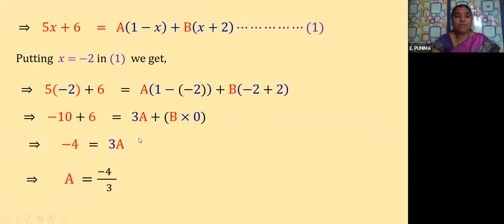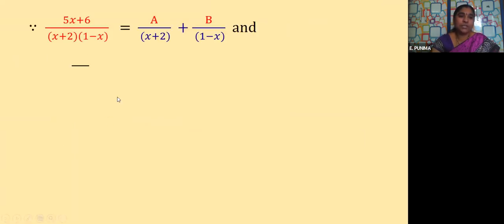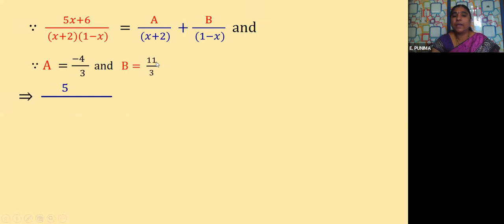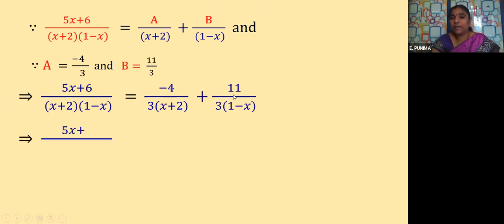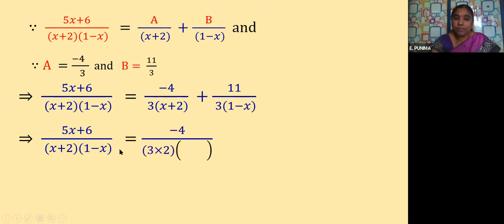Now let us substitute in our partial fractions equation. What is that? This is our partial fractions. Yes or not? And what are the values of a? Minus 4 by 3 and b is equal to 11 by 3. So I'm replacing the values here. Now we have got the partial fractions, means our given proper fraction is divided into two partial fractions. But what is our question actually? To find the coefficient of x cube. Yes or not?